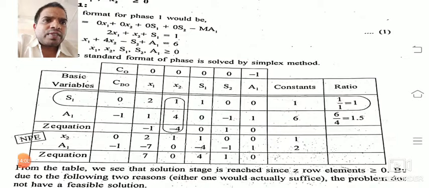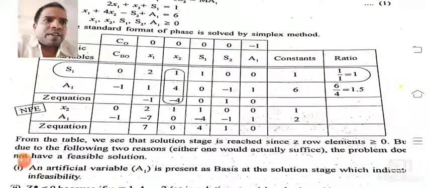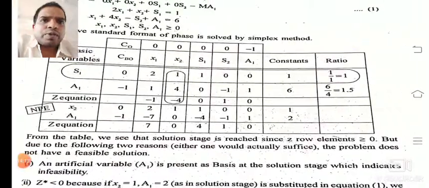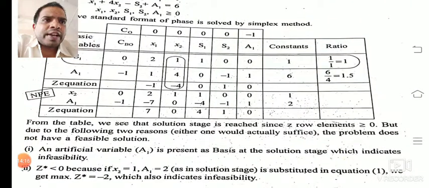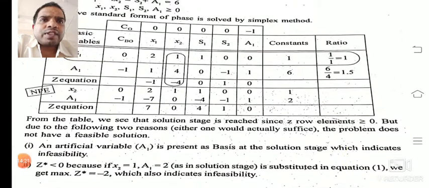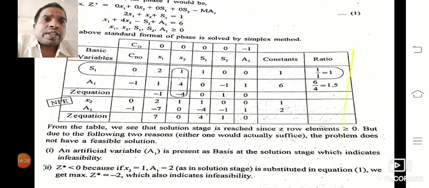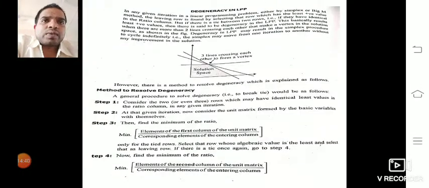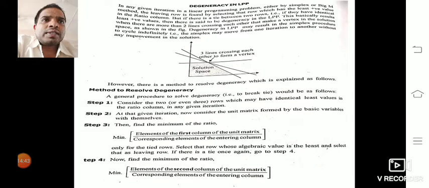From the table we see that the solution stage is reached, since the z row elements are greater than or equal to 0. But due to the following two reasons, either one of which would suffice, the problem does not have a feasible solution. First, an artificial variable a1 is present in the basis at the solution stage, which indicates infeasibility. Second, z star is less than 0, because if x2 is 1 and a1 is 2 are substituted in equation 1, we get z star equals minus 2, which also indicates infeasibility.